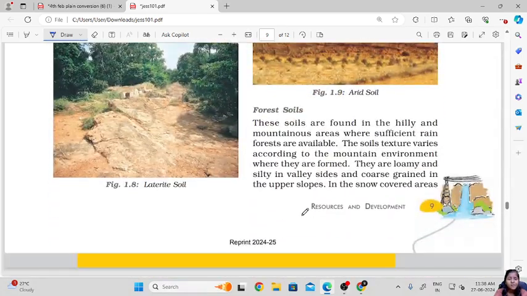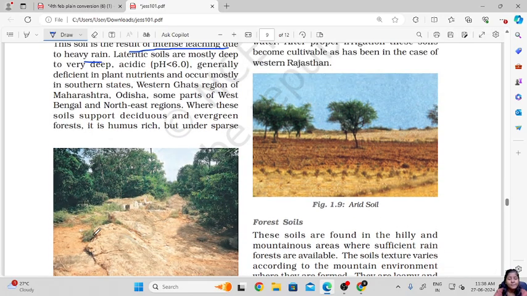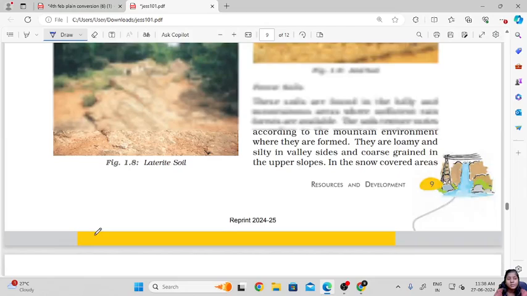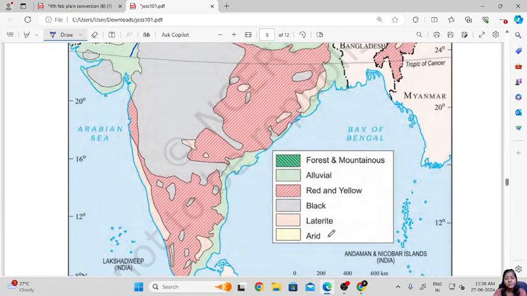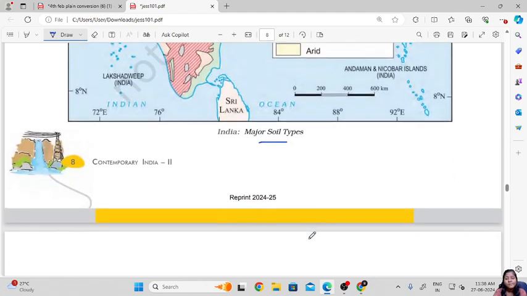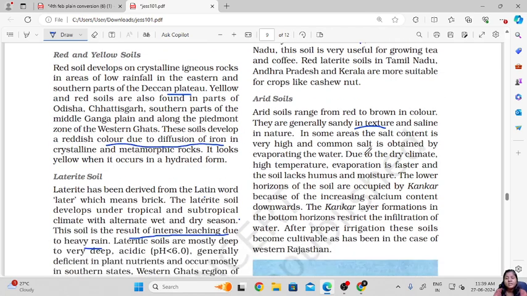Okay, so this is with regards to the laterite soil what we can see in this picture. Then we'll move to the arid soil. Arid soil ranges from red to brown in color, and they are generally sandy in texture and saline in nature.